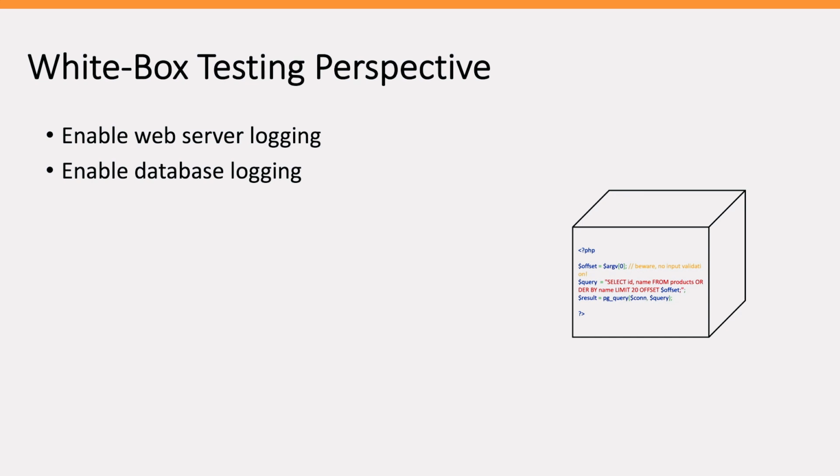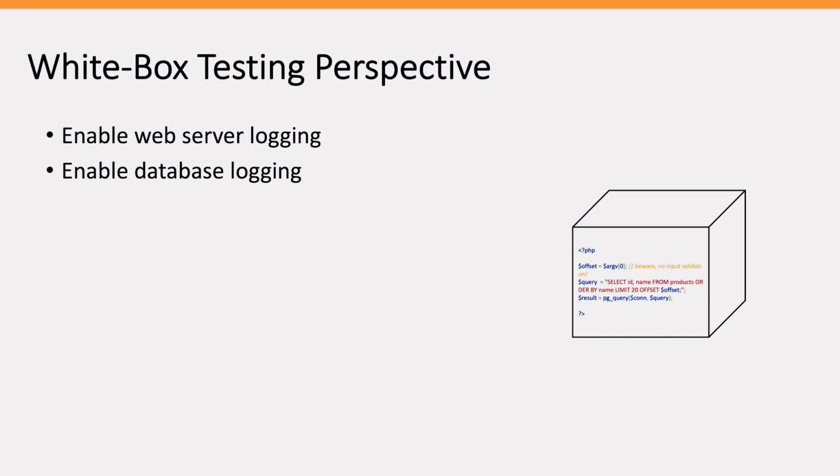So enabling logging at the web server level will help because when you're fuzzing the application, like we did from a black box perspective, it will generate errors on all the different invalid characters that you input into the application. And then that helps you to detect that SQL injection exists, and then also to refine your payload later on.